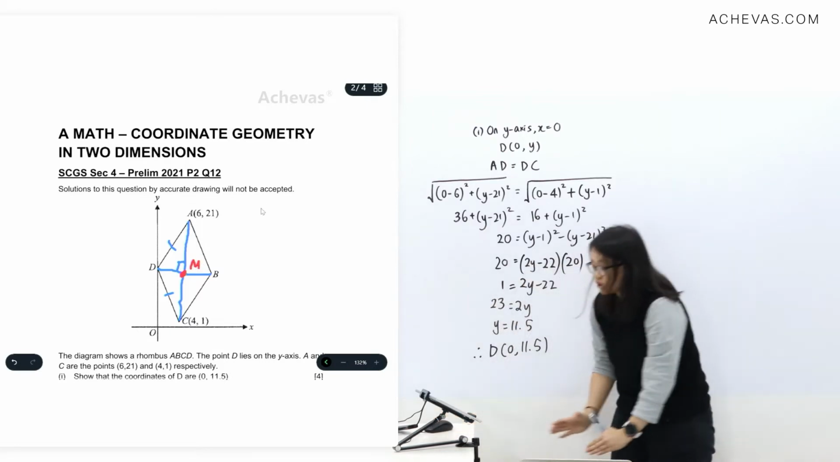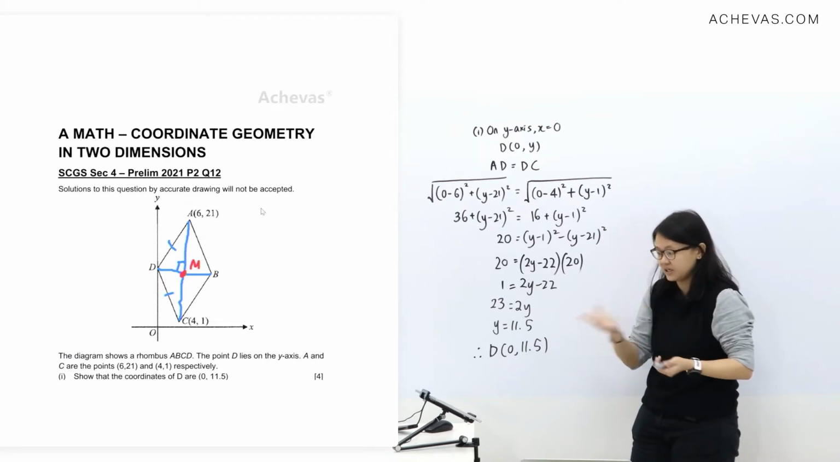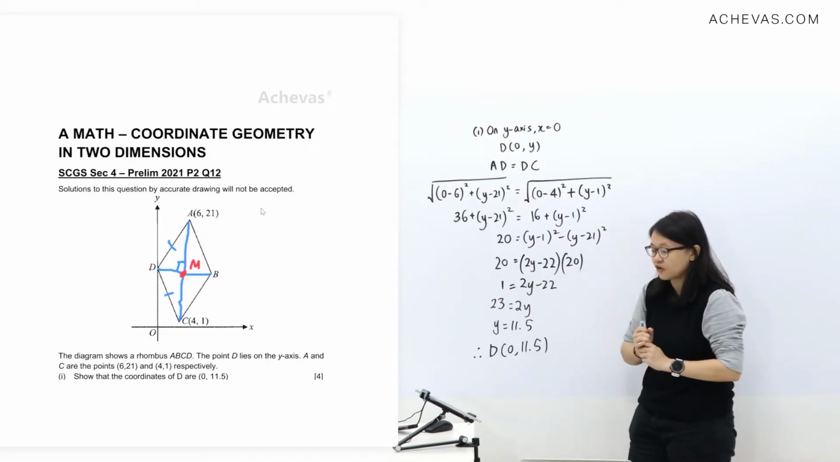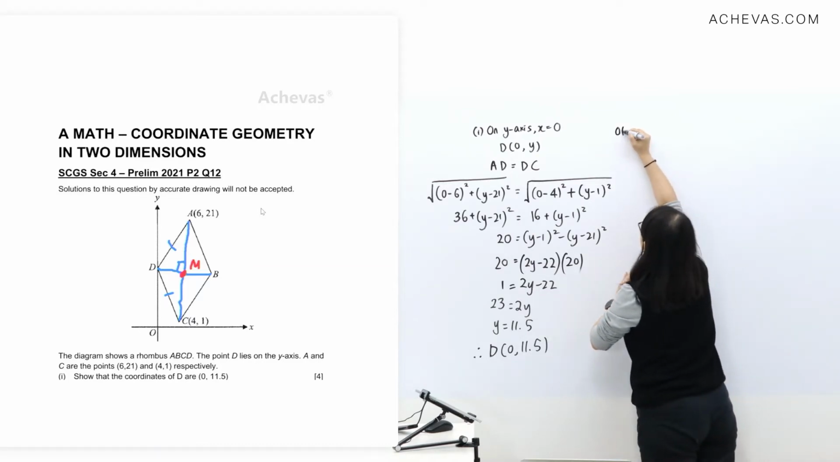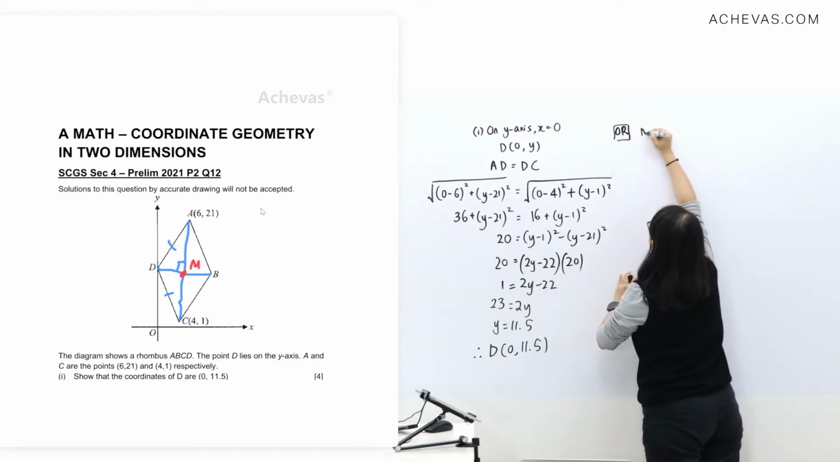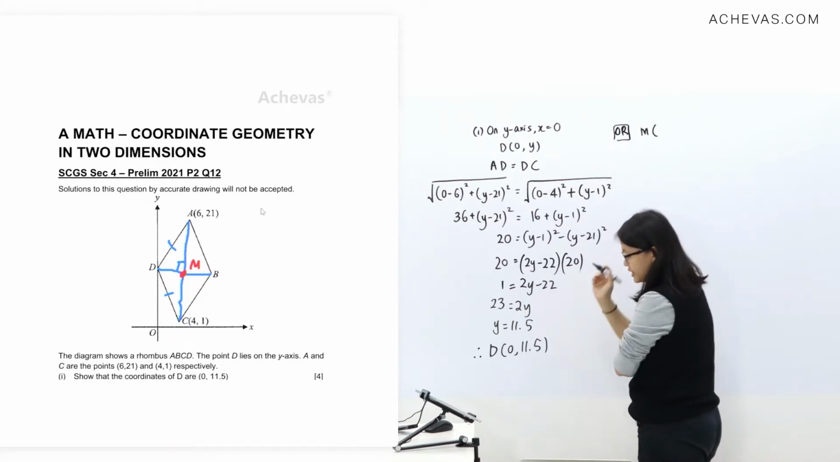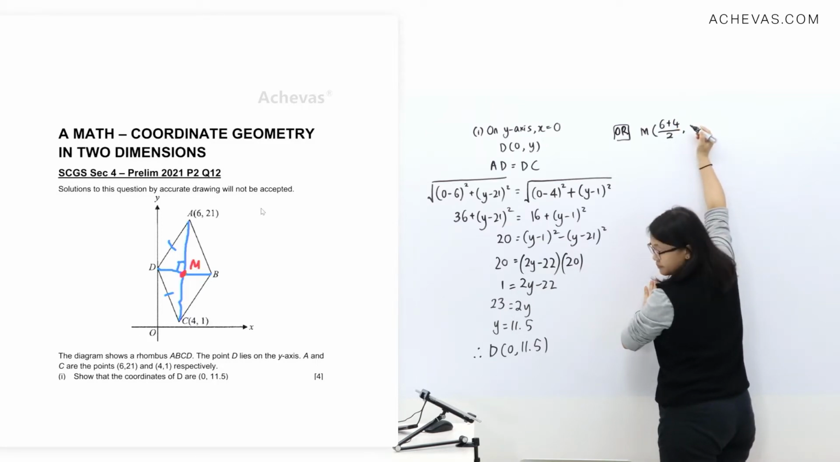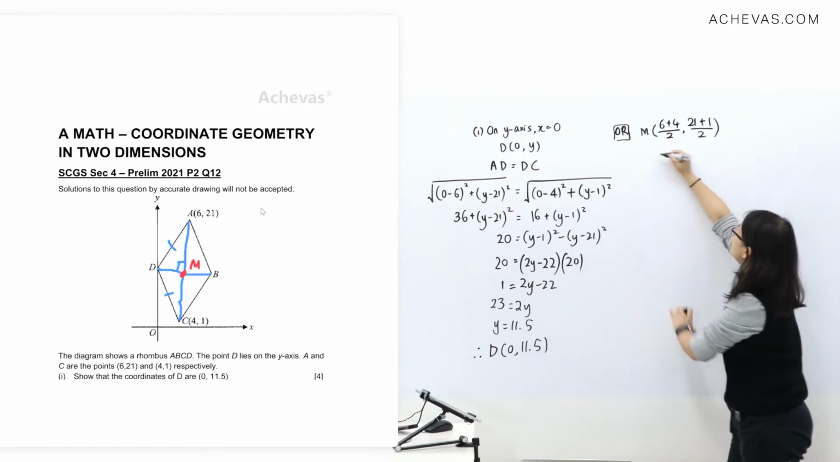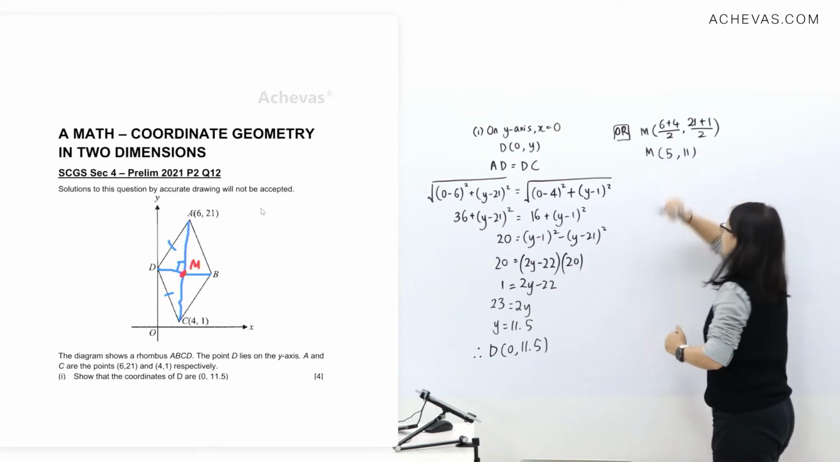Because I do not have point B, I can't form a gradient formula. I don't have the coordinates. So I'm going to make use of the midpoint M. Another method will be finding midpoint M using coordinates (6, 21) and (4, 1). Let's do a midpoint. So 6 plus 4 divided by 2. The other coordinate will be 21 plus 1 divided by 2. So we have the midpoint here, (5, 11).